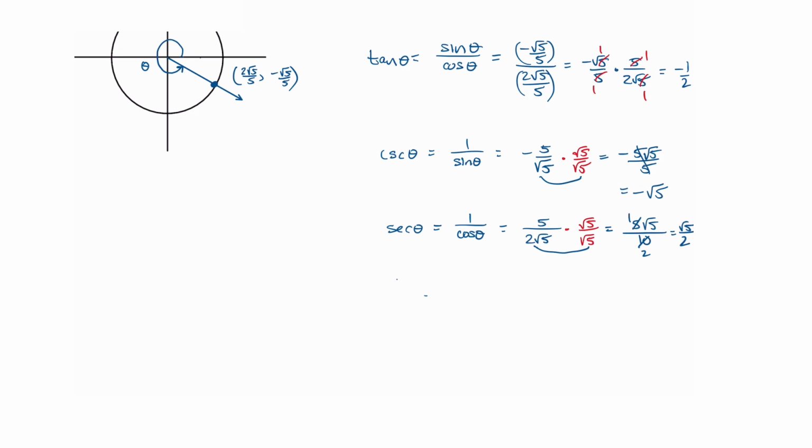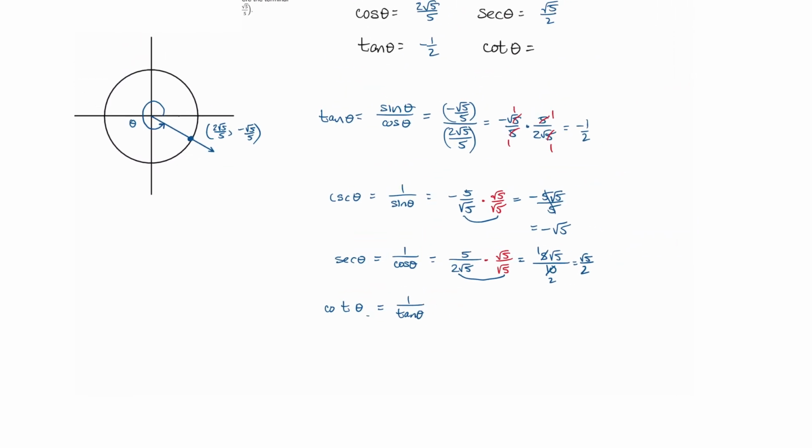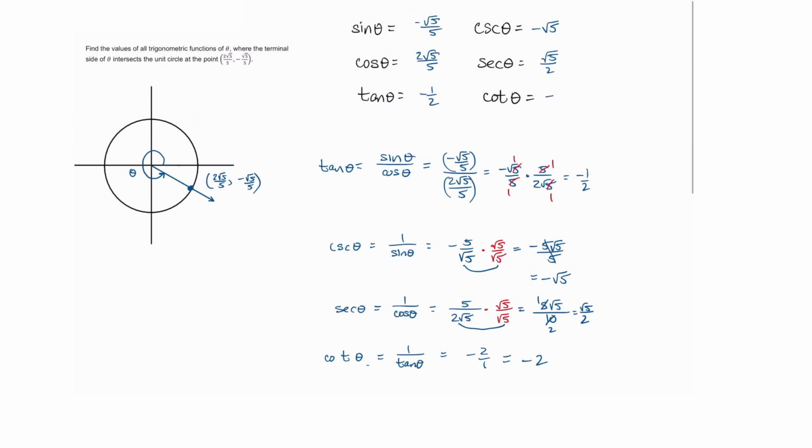Last but not least, cotangent of theta is the reciprocal of tangent theta, provided the tangent is defined, and it is. We know that the reciprocal of negative 1/2 is negative 2 over 1, so that means that the cotangent of theta is negative 2. So here, in the upper right-hand corner, we have all 6 exact values of the trigonometric functions of angle theta.